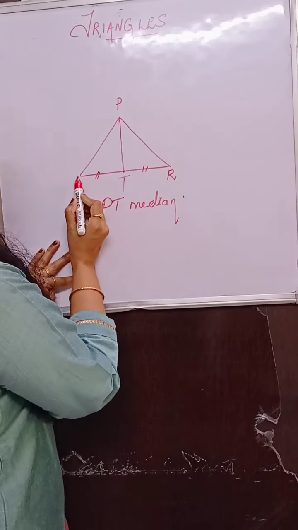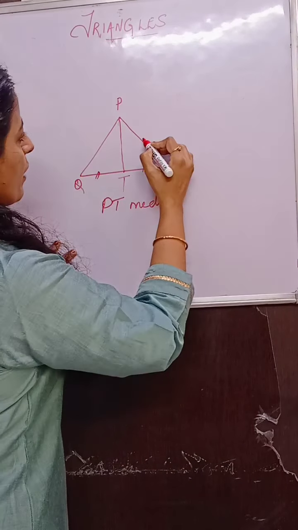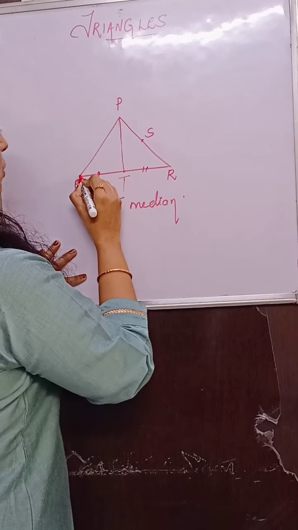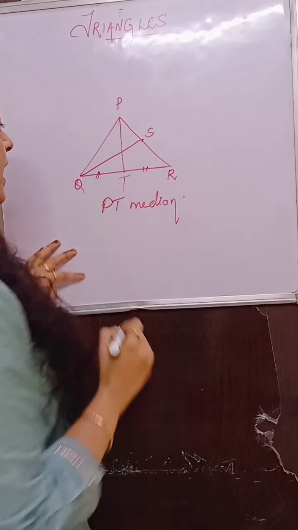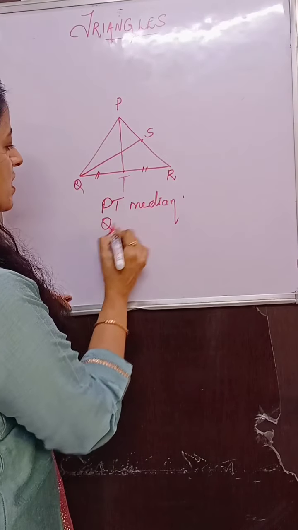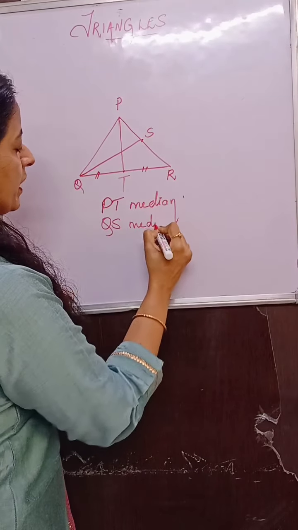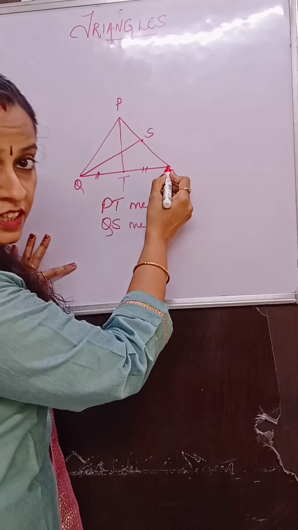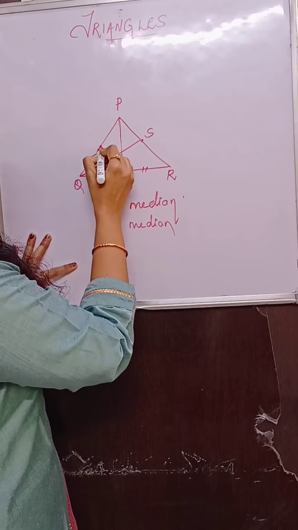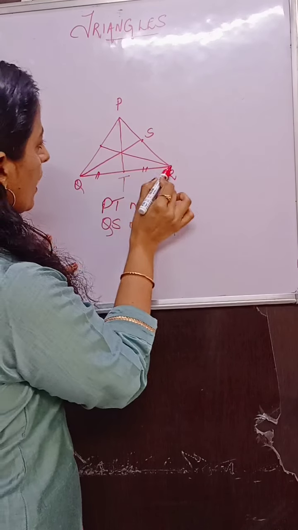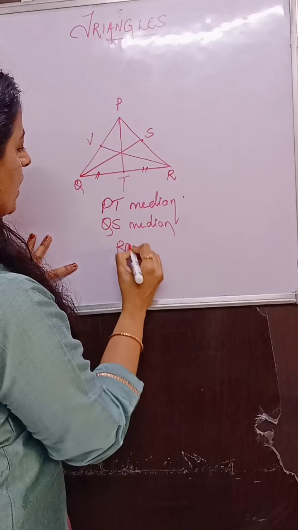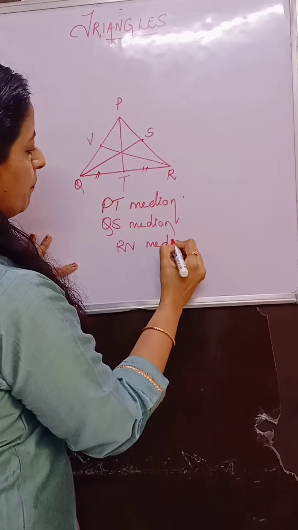Now let me take the second vertex Q. I want a midpoint here. This midpoint I will take as S. So Q and S, when I connect, this segment QS is also a median. What about the third median for this triangle? R is the third vertex. Midpoint I need, joining this RV. RV is called the third median.